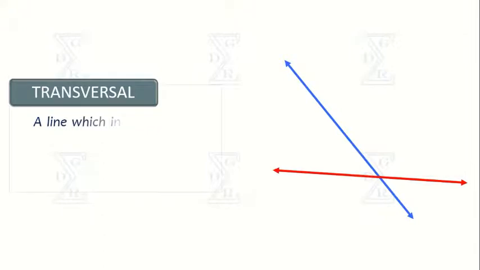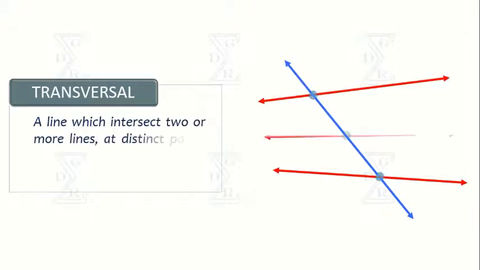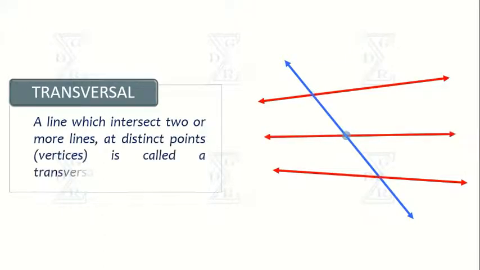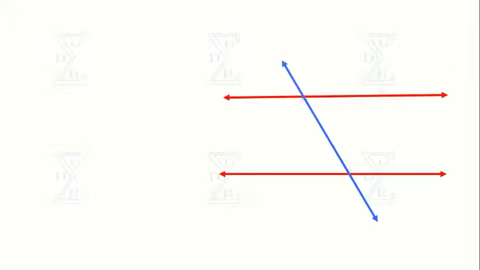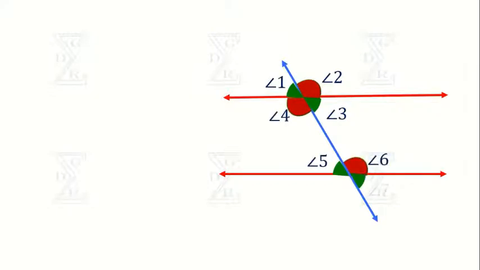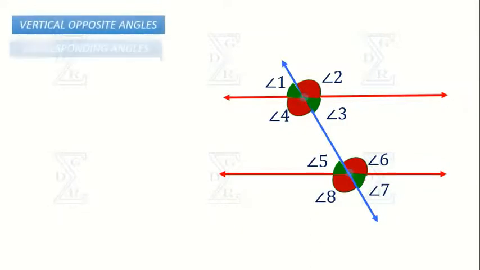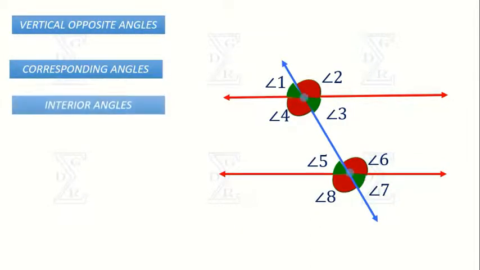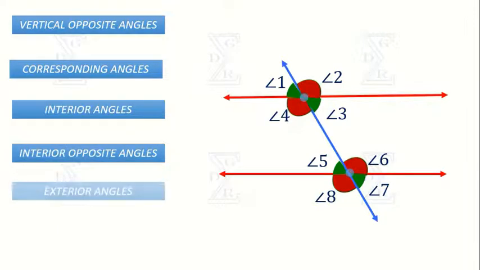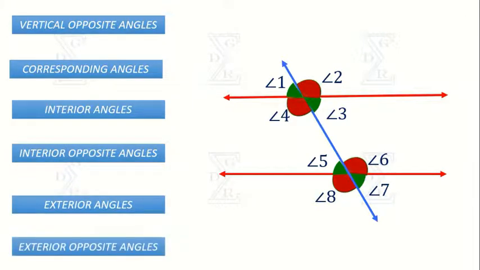Transversal. A line which intersects two or more lines at distinct points, that is vertices, is called a transversal. Let us draw a transversal and name the angles as shown here. The key points to learn under the transversal property are vertical opposite angles, corresponding angles, interior opposite angles, exterior angles, and exterior opposite angles. Let us discuss in detail.